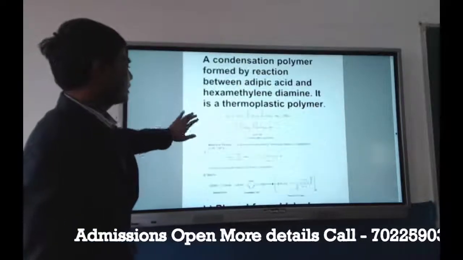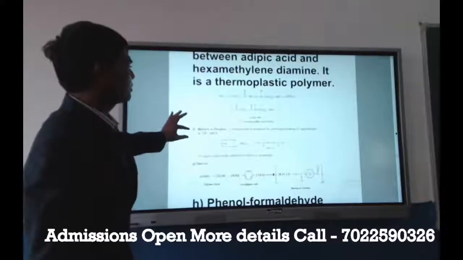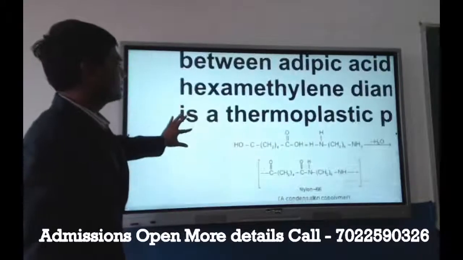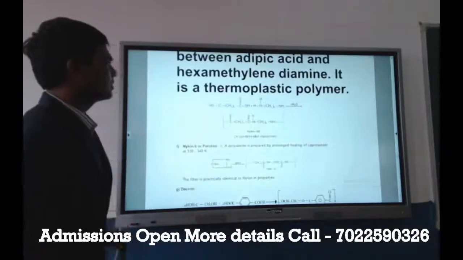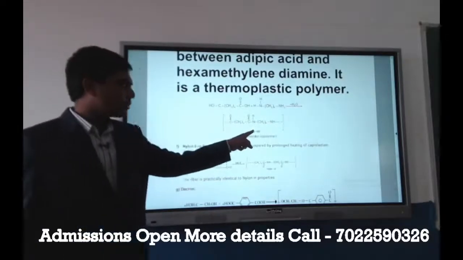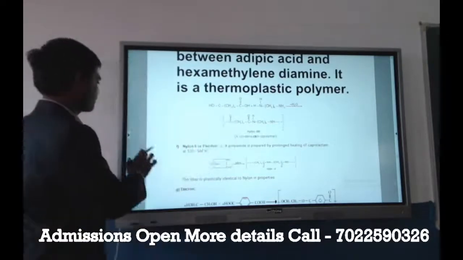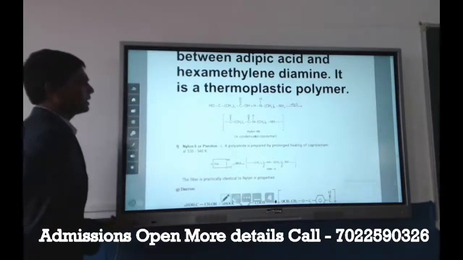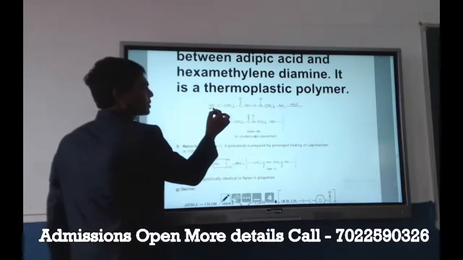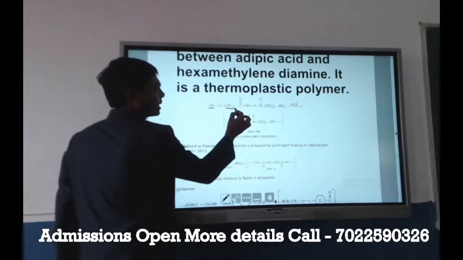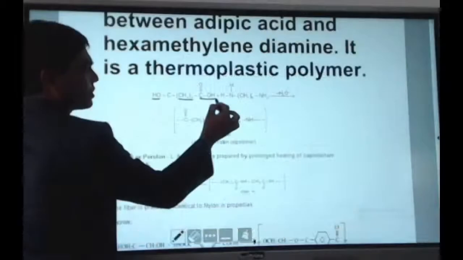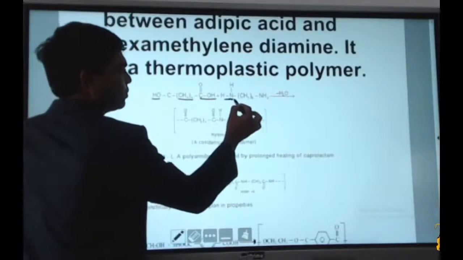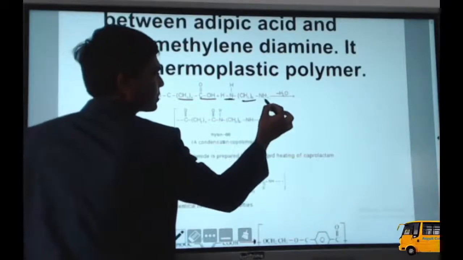Okay, now we directly come to the condensation polymers. Here you can see these are a few important compounds. First one, we are going for nylon 6,6. And how it is prepared, let's see. HOOC, CH2 4 times, COOH. You concentrate here. NH2, CH2 6 times, NH2.